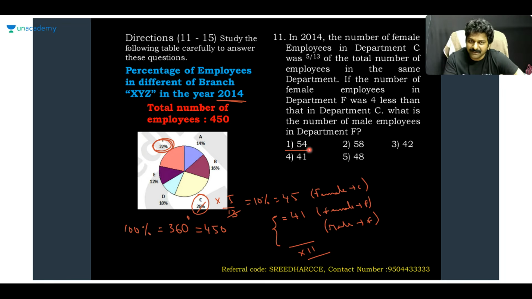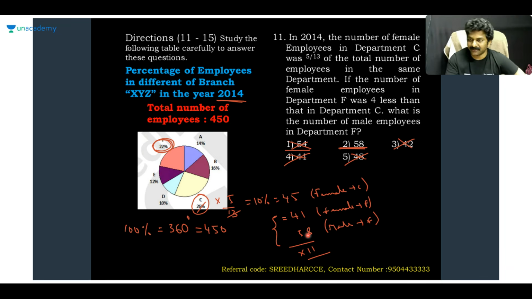When you add 51 and 41, that is 92. 92 is not a multiple of 11. When you add 58 and 41, 99. 99 is, yes, a multiple of 11. When you add 42 and 41, that is 83. 83 is not a multiple of 11. 41 and 41, 82 is not a multiple of 11. 48 and 41, 89. 89 is also not a multiple of 11. So male in F are 58.